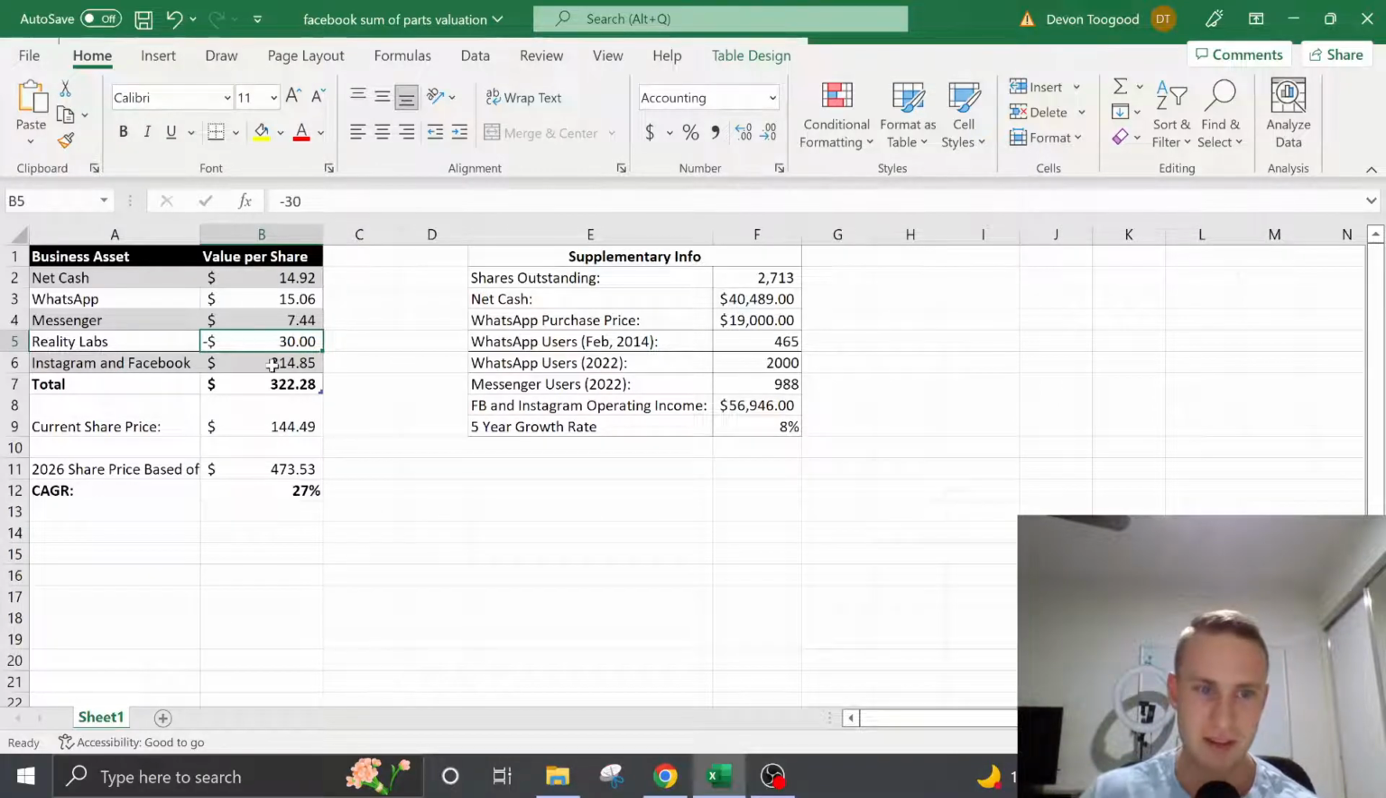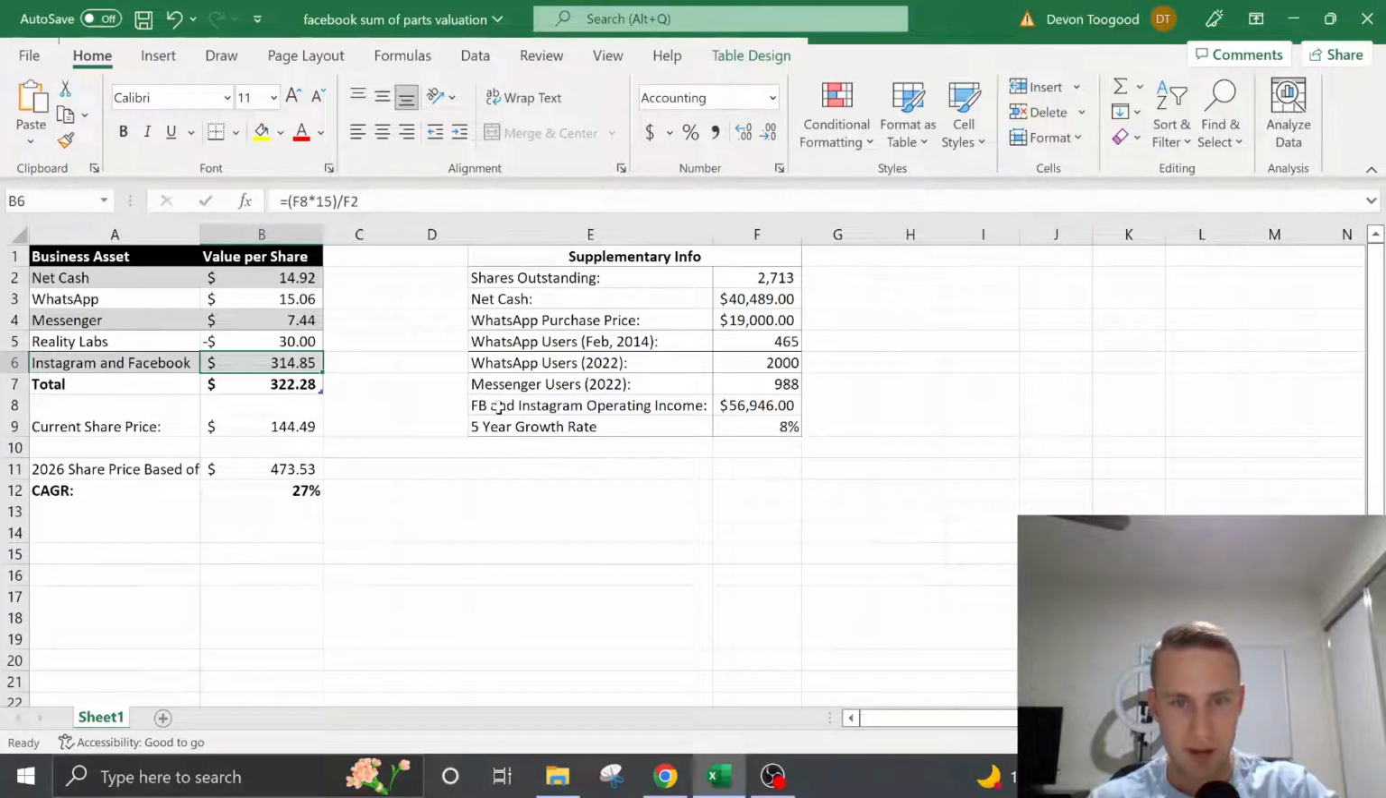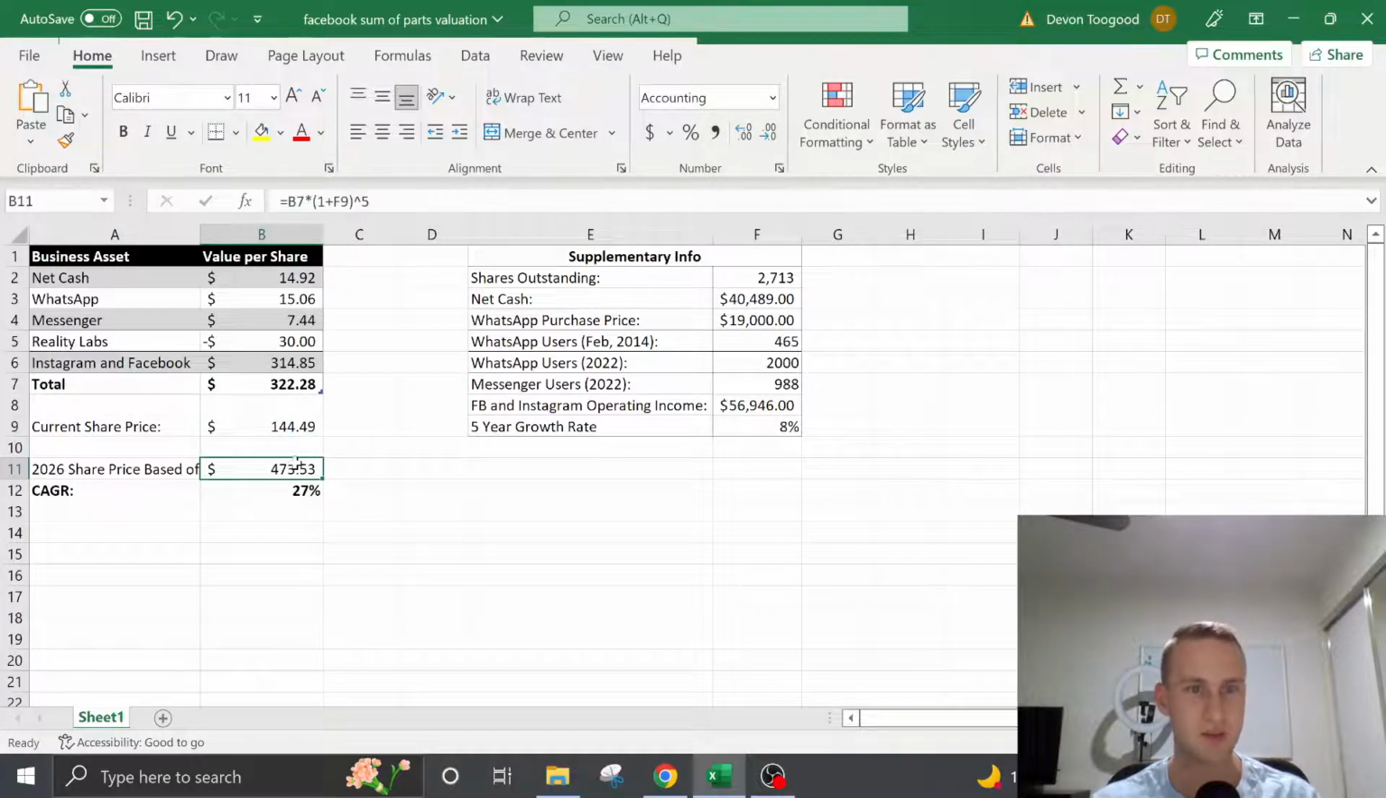If we now look at Instagram and Facebook, I went onto their income statement and took the operating income of Facebook and Instagram for 2021. It was about $57 billion. I applied an earnings multiple of 15, and then divided by the shares outstanding, and we get a per share value of about $315 per share. We add up all these values and come to a value of $322 for Facebook's assets. Well, that's today's share price. What could it be in 2026? I've applied a 5-year growth rate to the per share value of the assets, and that lands us at a 2026 share price of $473 per share. That gets us a CAGR of 27% per year.